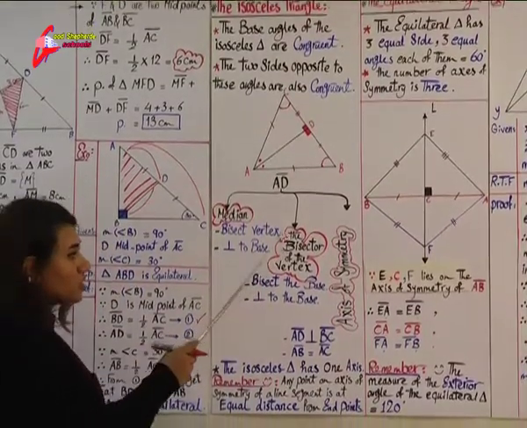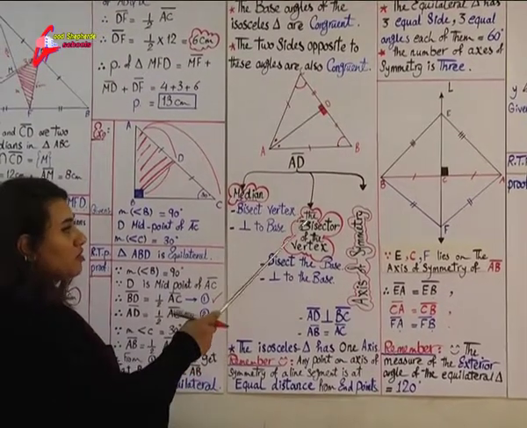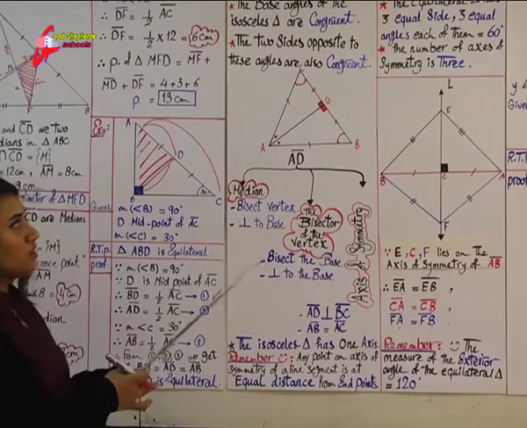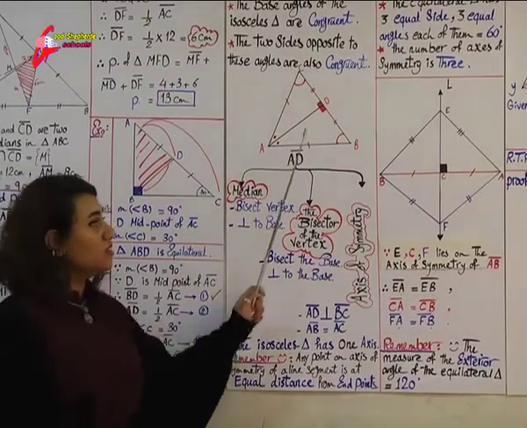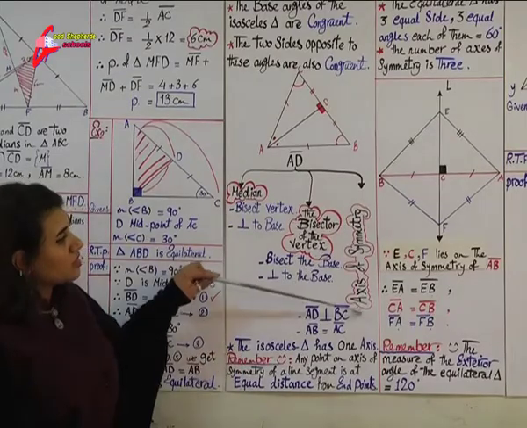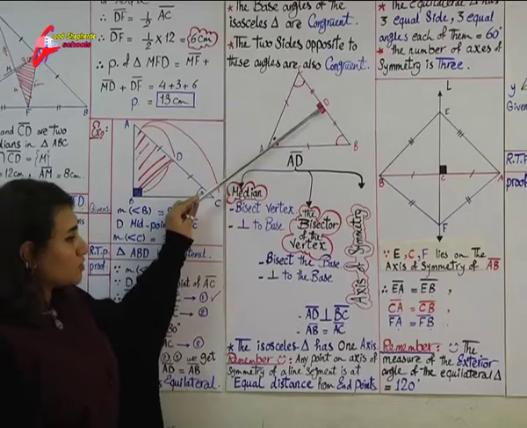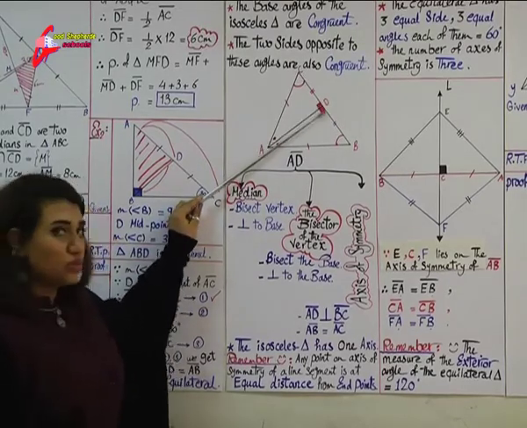Bisector of the vertex, bisect the base, and perpendicular to it. Means the 3 elements here you can have in the isosceles triangle using the median will be the same. And also we can call this line axis of symmetry. AD can be axis of symmetry, but you can have 2 conditions.